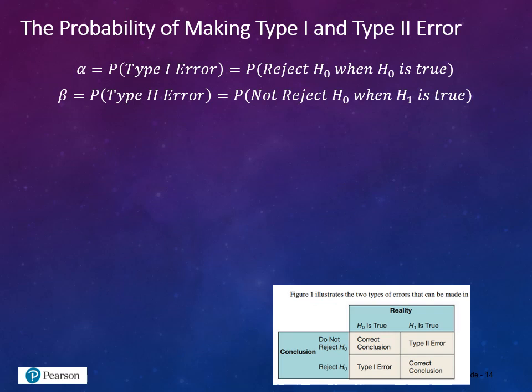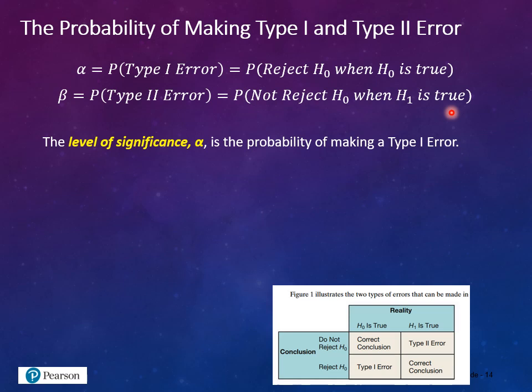The probability of making type 1 and type 2 error. Alpha equals the probability of making a type 1 error. Okay, and that is, of course, the probability of rejecting the null when the null is true. Beta equals the probability of a type 2 error. This is the probability of not rejecting the null hypothesis when the alternative is true. Again, the way I remember these is that type 1 is focused on one hypothesis. Type 2 uses both hypotheses, the null and the alternative.